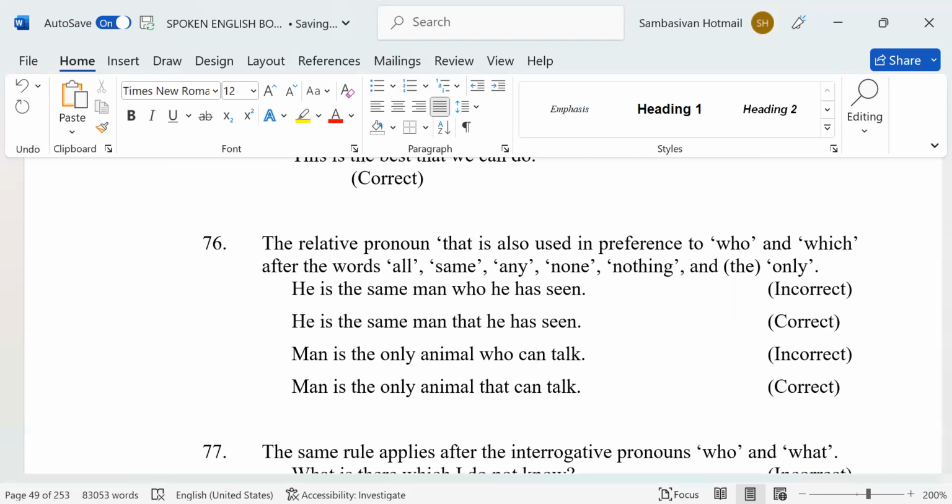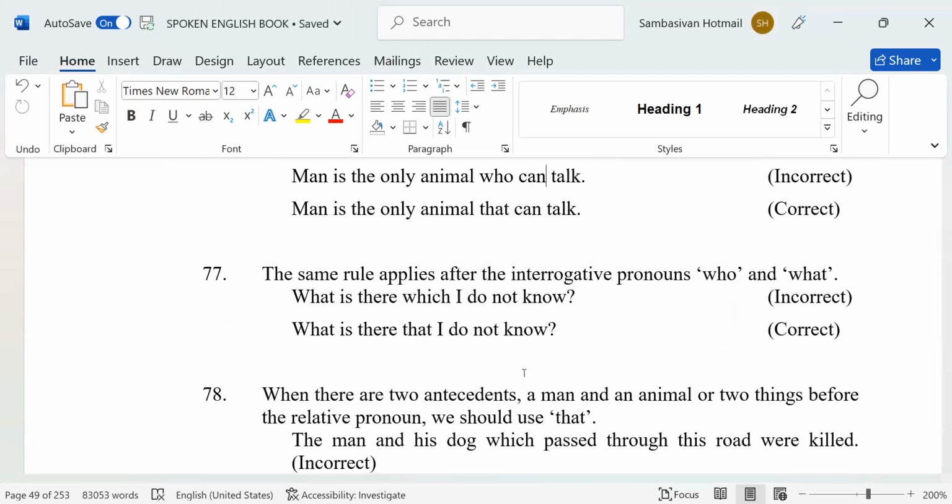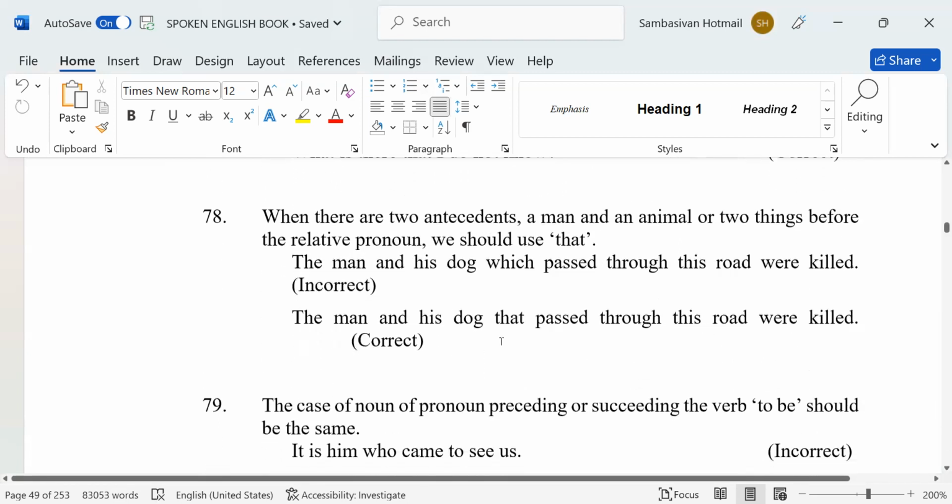Correct. Continue. The same rule applies after the interrogative pronouns who and what. What is there which I do not know? Incorrect. What is there that I do not know? Correct. When there are two antecedents, a man and an animal, or two things before the relative pronoun, we should use that. The man and his dog which passed through this road were killed. Incorrect. The man and his dog that passed through this road were killed. Instead of which we have to use that.